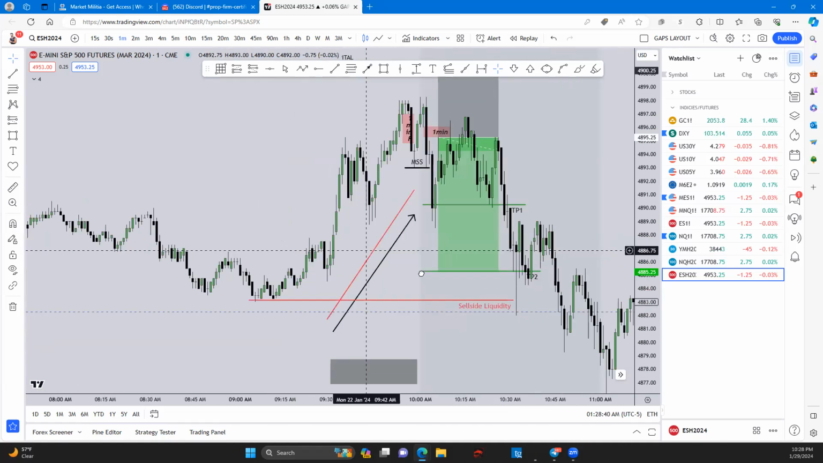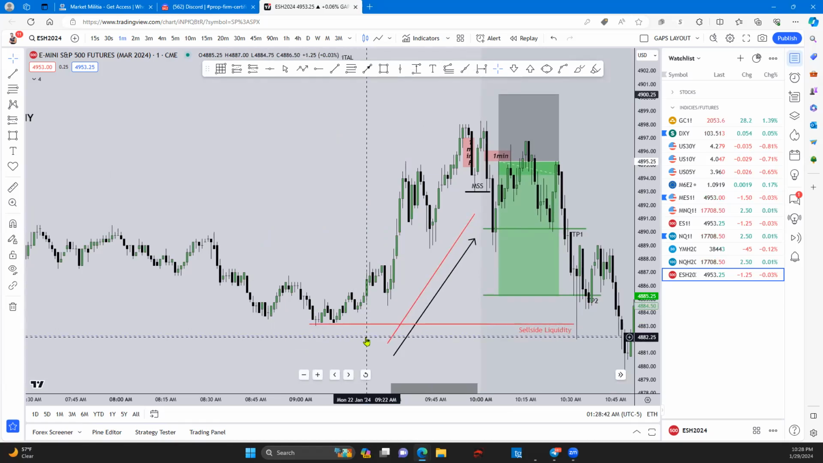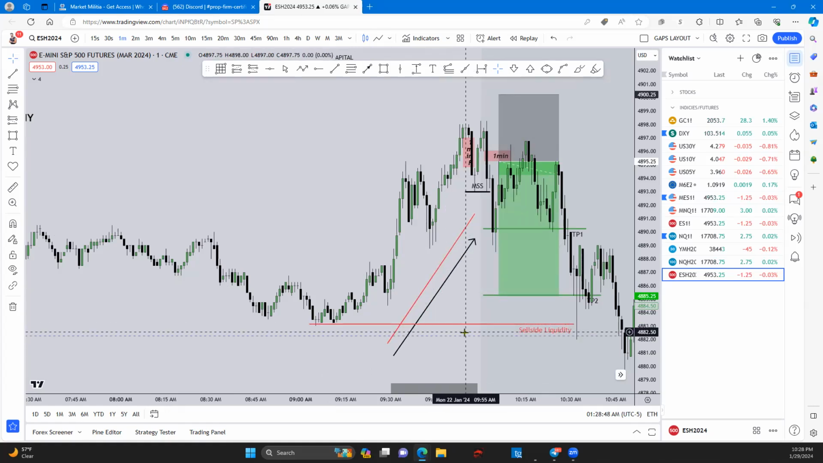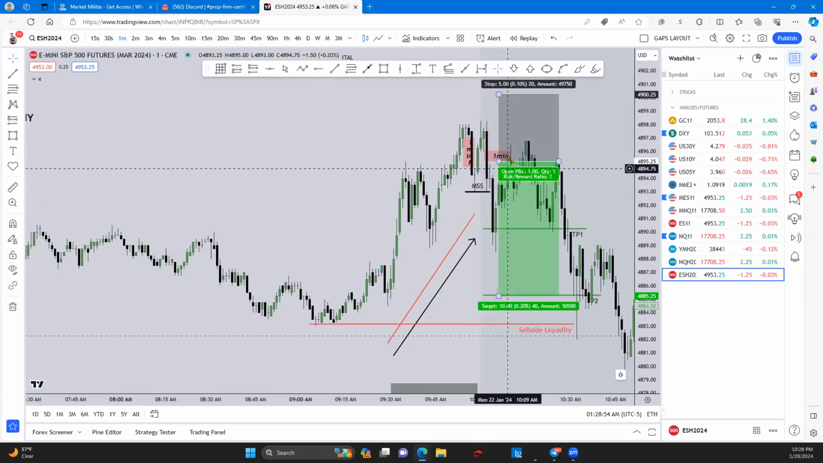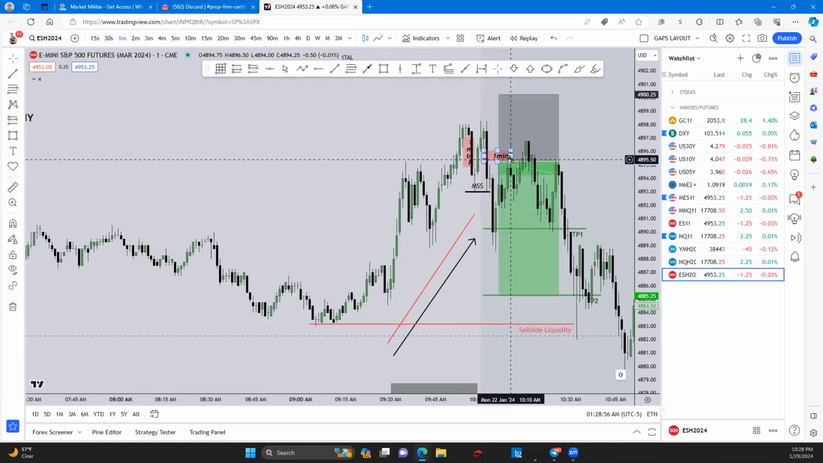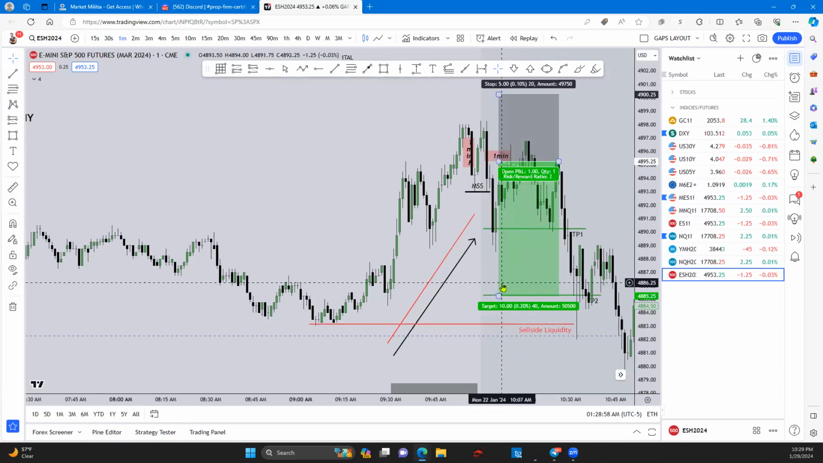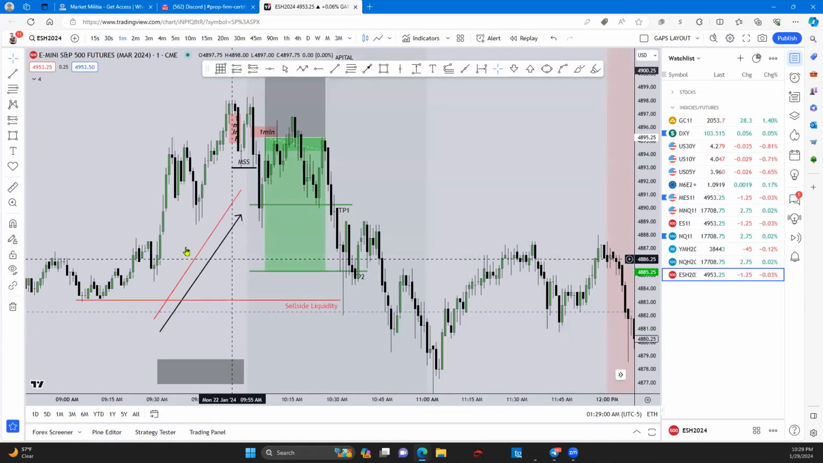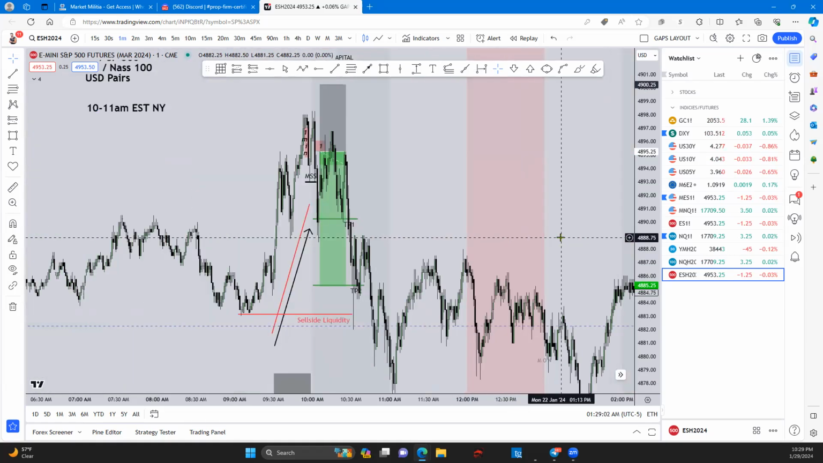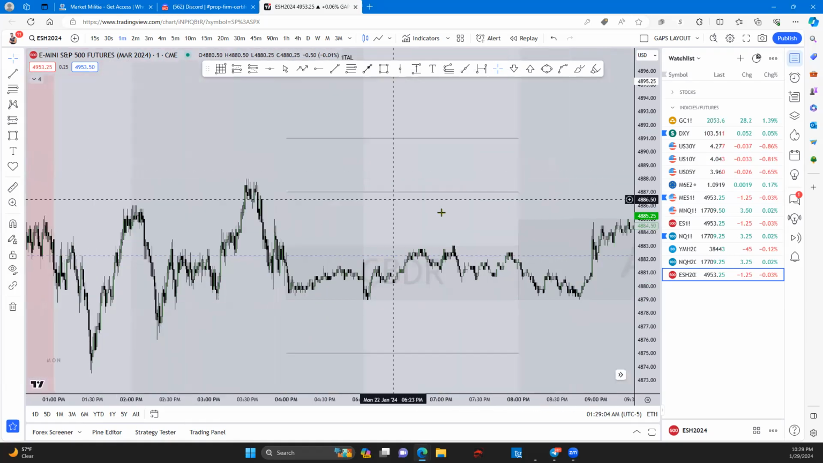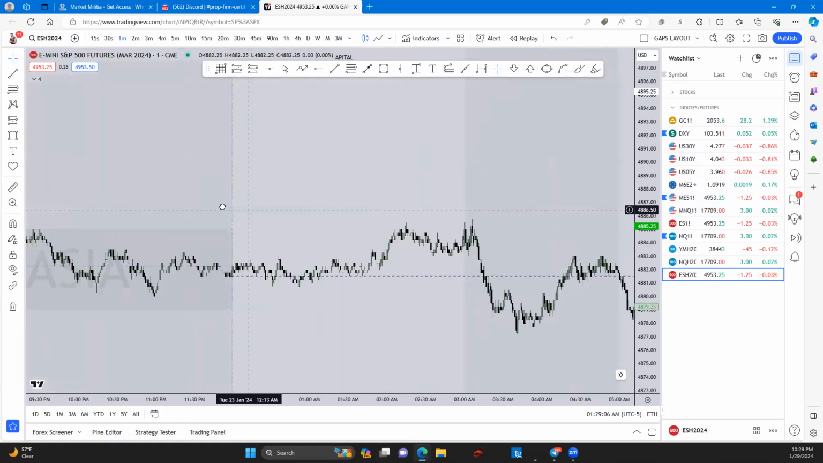Boom. Another confluence, we're above midnight opening price. So if you want to be a seller, this just adds to your confidence in selling. You're above midnight opening price. Okay. 10 o'clock comes in here, 10-10, entry. Boom. Okay. Let's go to Tuesday.